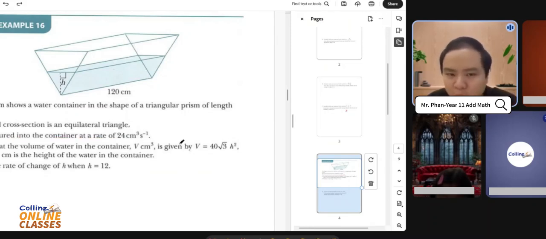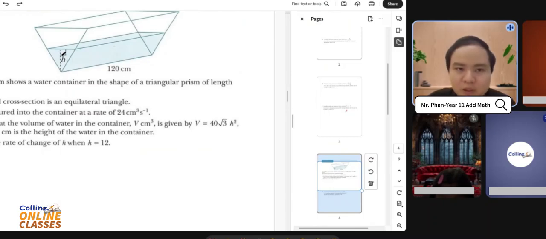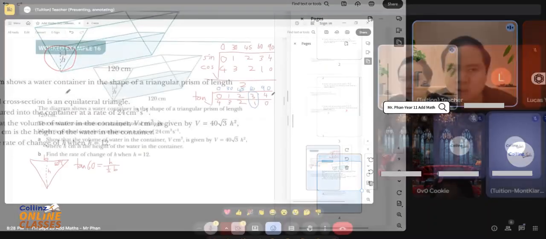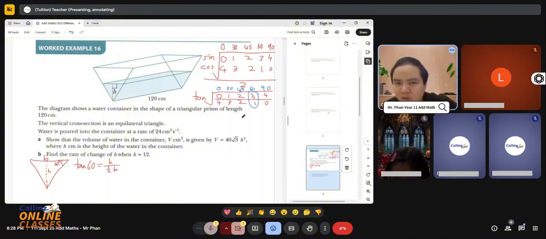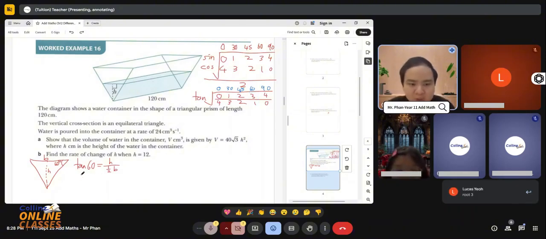So to find the volume of the water in the container, first of all, we need to find out what's the area of 3 over, so that's 1. So what's your tangent 60? Root 3. Okay, very good. So it is root 3. Okay, and tangent 30 is basically 1 over root 3.